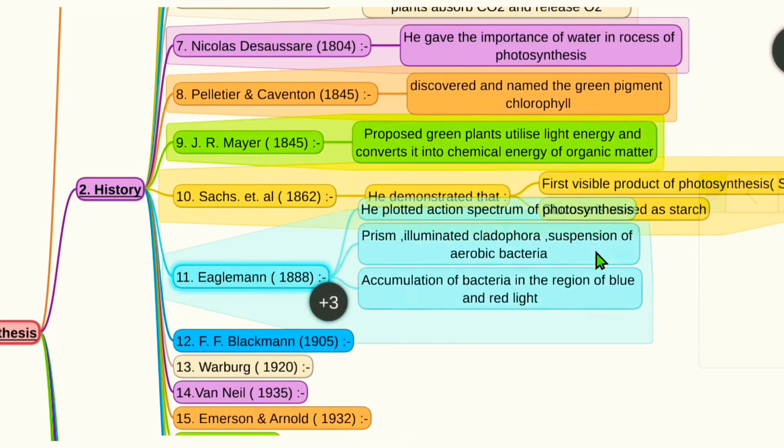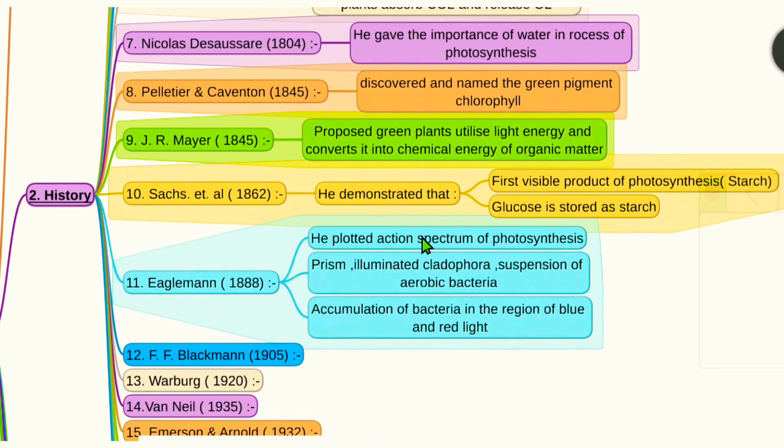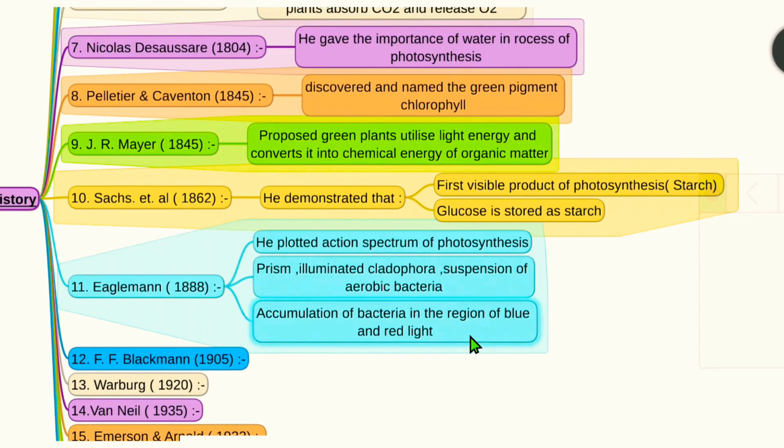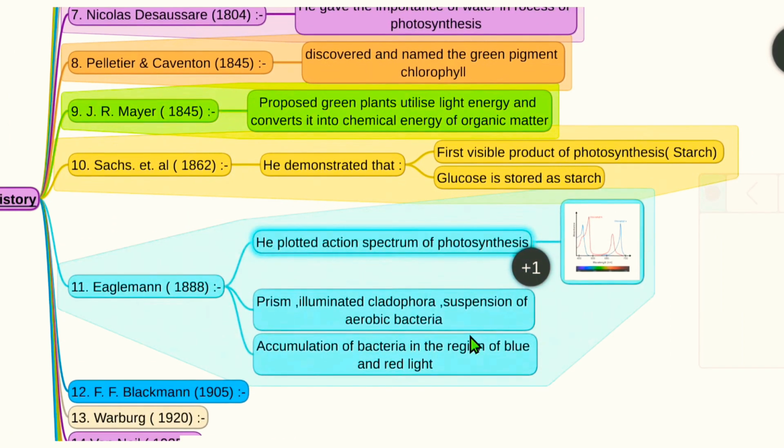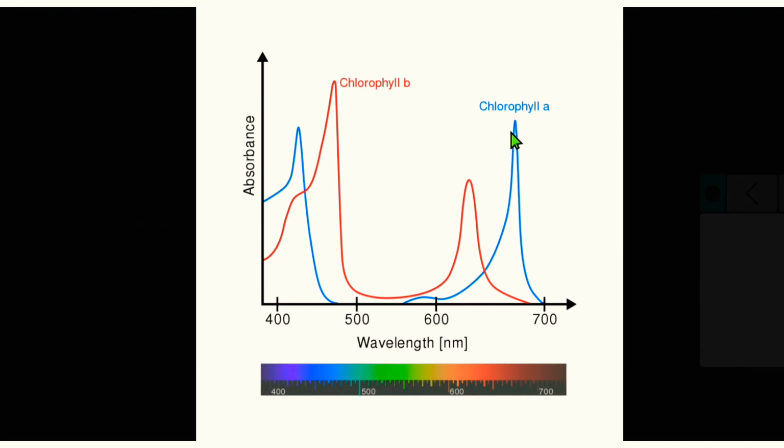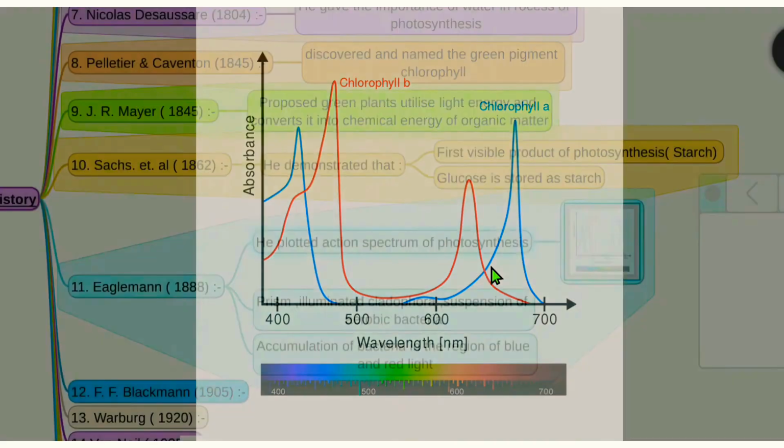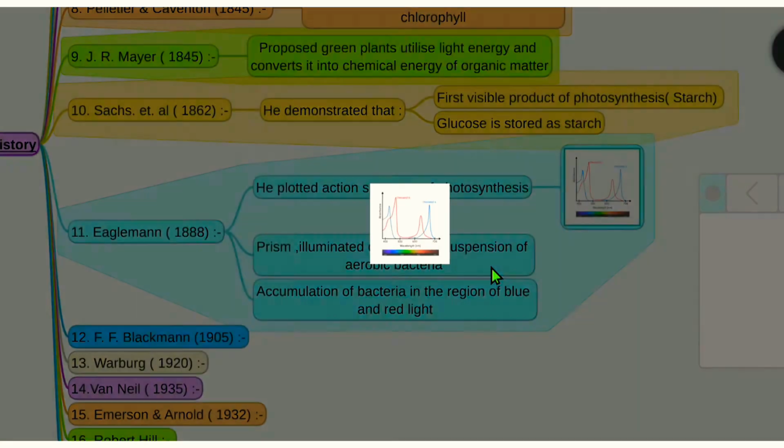The next one is Engelmann. He plotted the action spectrum of photosynthesis. His materials for this experiment: a prism, illuminated Cladophora, a suspension of aerobic bacteria, and accumulation of bacteria in the region of blue and red light. See the chlorophyll b and chlorophyll a, red and blue region. This is the action spectrum of photosynthesis.